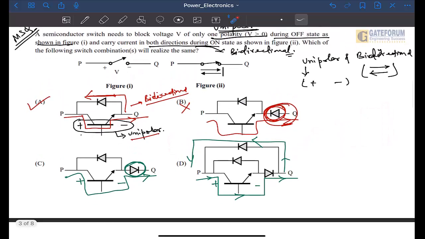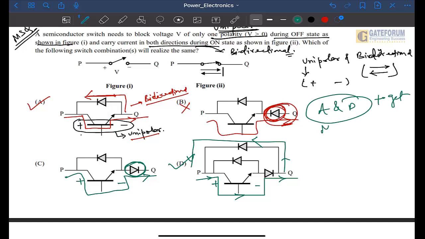So for this question there are two options which are correct. So you need to select A and D to get marks in GATE examination. If you miss one correct option, you will get 0 marks. So be careful when it is MSQ.